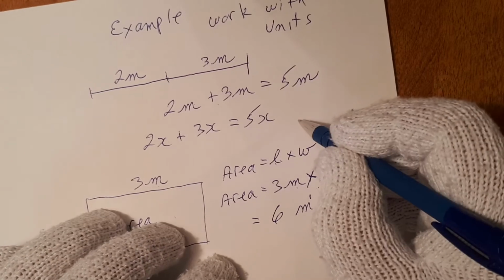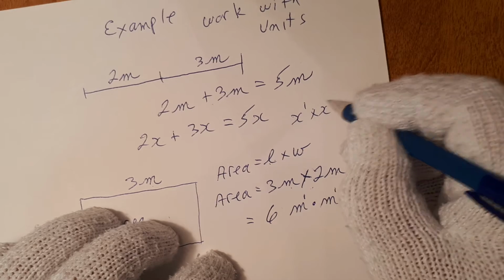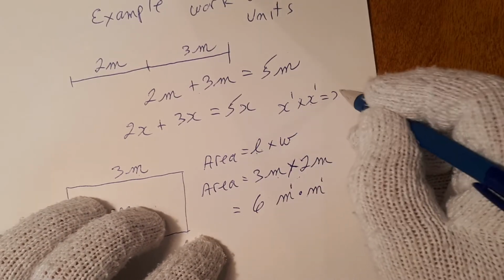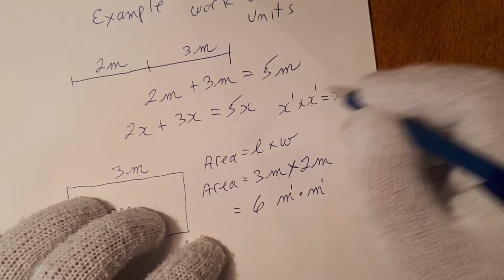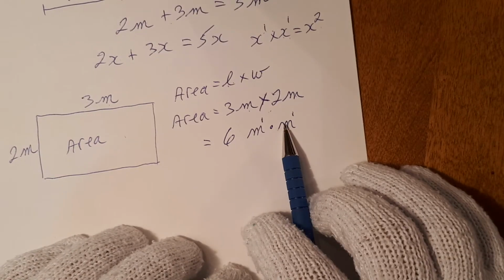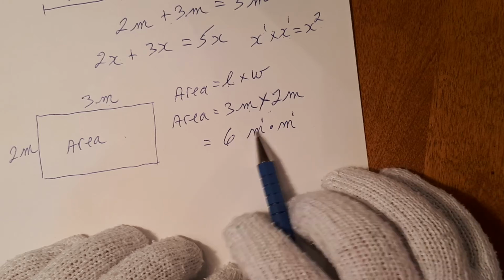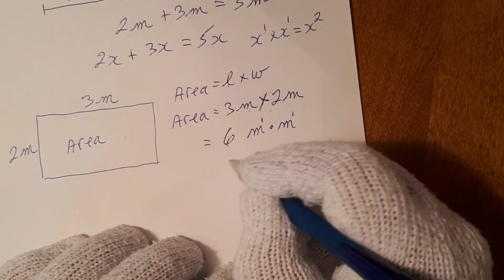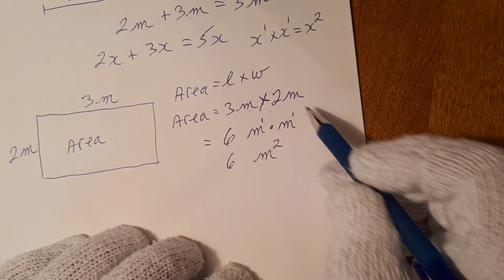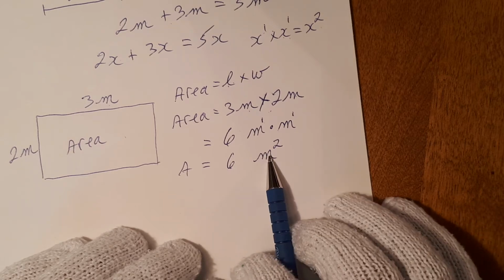If I were to go back to basic math, x to the power of 1 times x to the power of 1 is equal to, well, the bases are the same, so it's x, and you just add the powers, 1 plus 1. x times x is equal to x squared. Units operate the same way. So meters to the power of 1 times meters to the power of 1 is equal to 6, add the powers together, 1 plus 1 is 2, 6 meters squared. So this area, working with the units, is 6 meters squared.